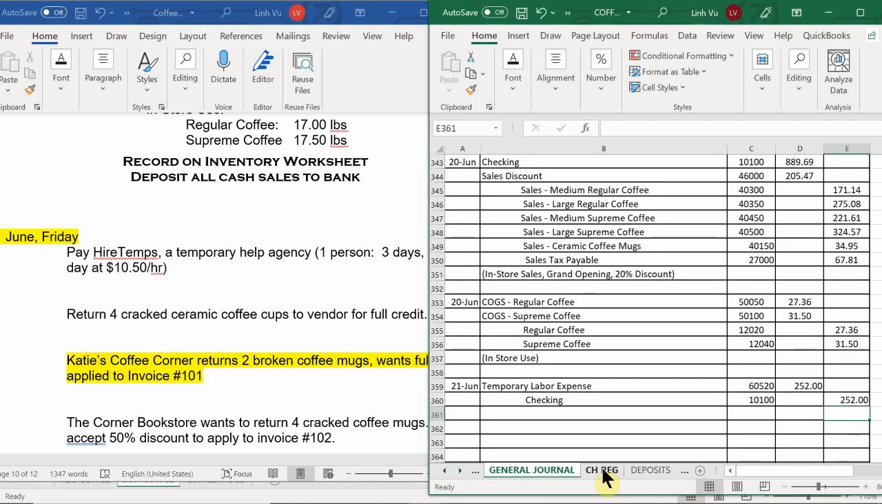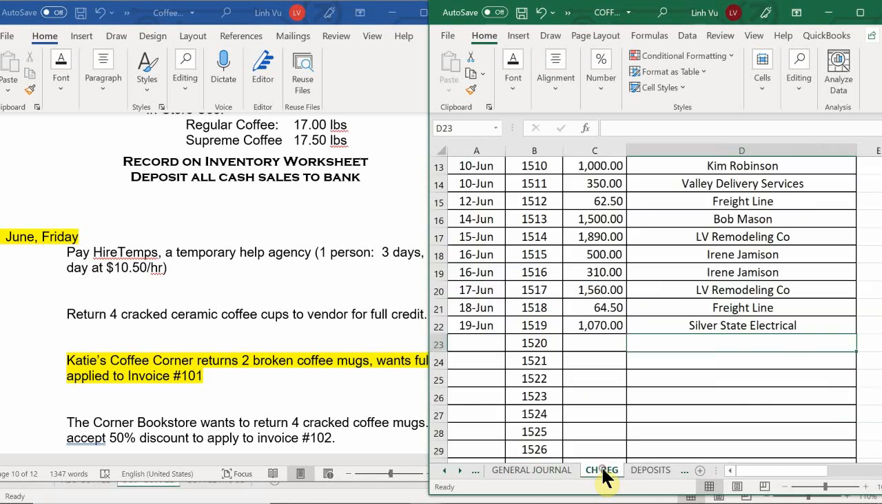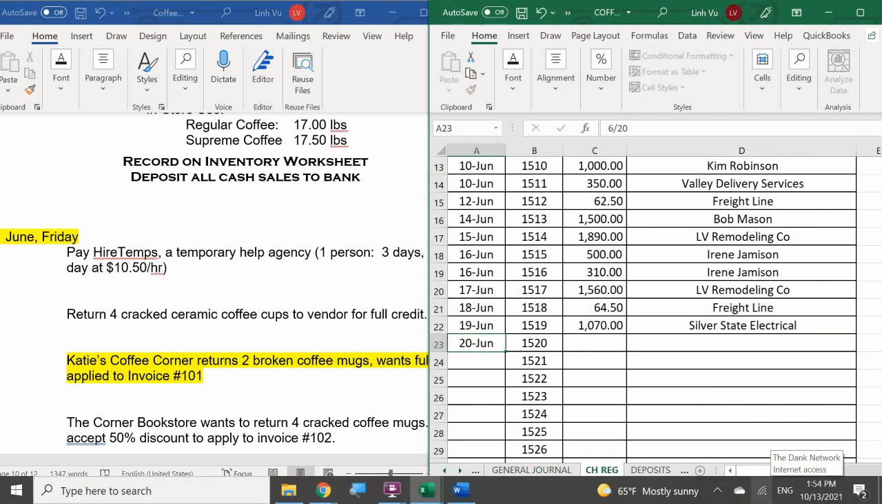So we write the check first. In this case, it is the 21st, for $252. To who? Hire temporary. Yep, hire temps. It's one word. Hire temps.